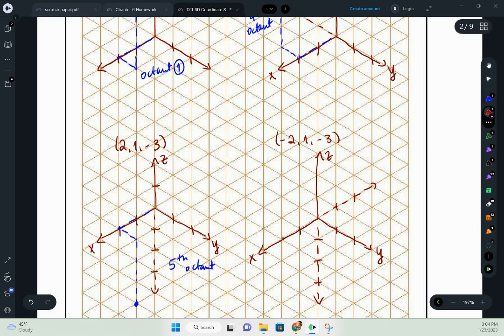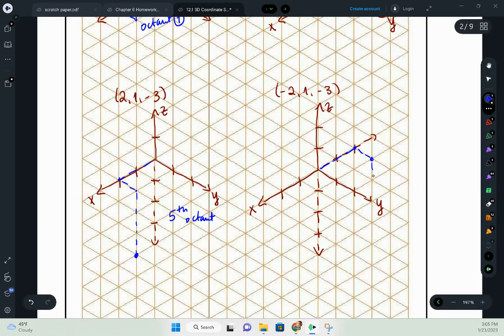Get everything in. Okay, so I'm going to go in, along the negative part of the x-axis all the way to 2. There we go. Then I'm going to go right by 1, running parallel to the y-axis. And then I'm going to go down by 3 over here. It looks like we are in the 6th octant.